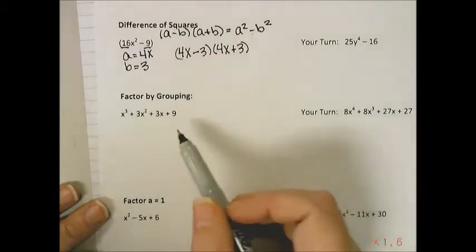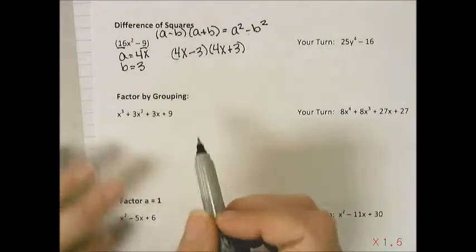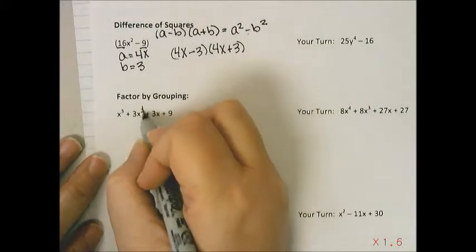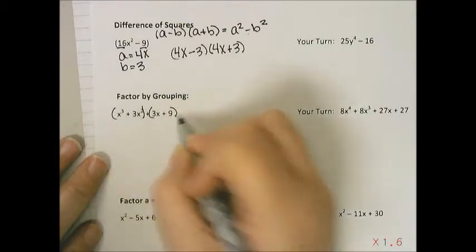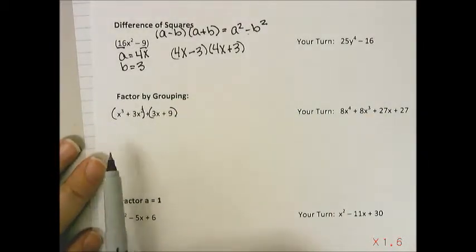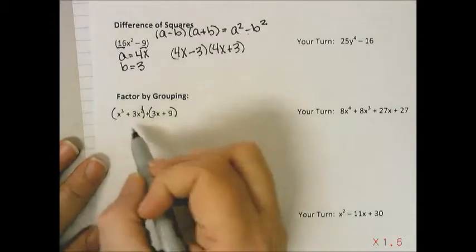Factor by grouping, there are 4 terms. None of the 4 terms will match anything else, so we're going to do this in groups. So we're going to have one group here and then one group here. And we're going to factor this out, and we're going to factor this out, and we're going to hope that one of them is the same. We're going to pull it together.